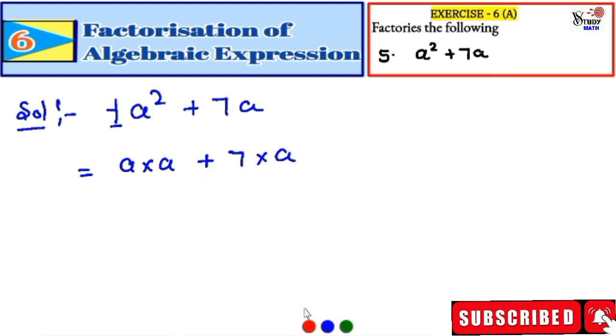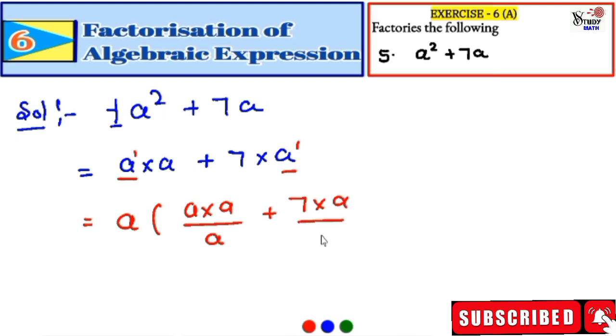So what is the common factor here? My dear student, this a and this a are common. A to the power 1 is here and a to the power 1 is here. Only 1a is common here. So from both the terms I take a as common. From a multiply a I take a as common, and from 7 multiply a I take a as common. So now what we have remaining, this a cuts this a, but 1a remains in the first term, and this a cuts this a one time.